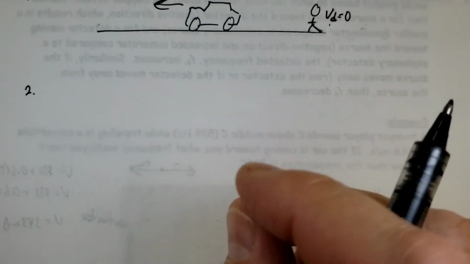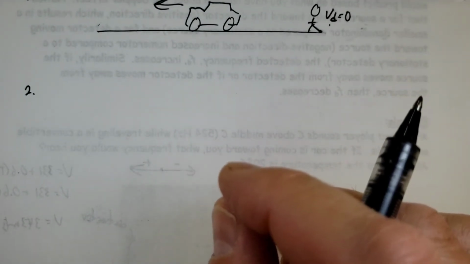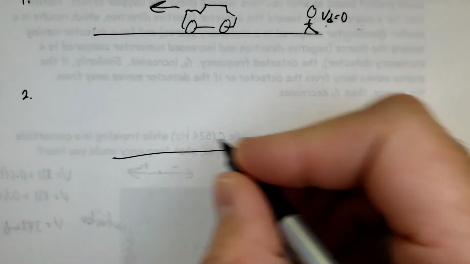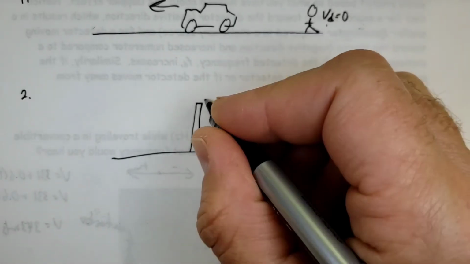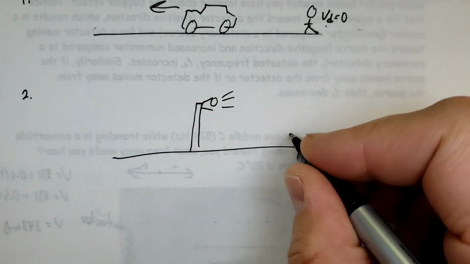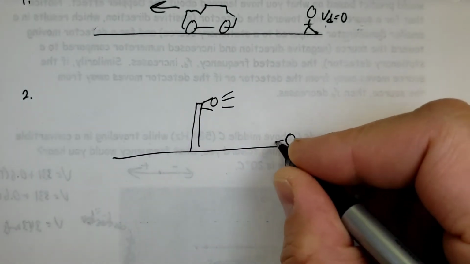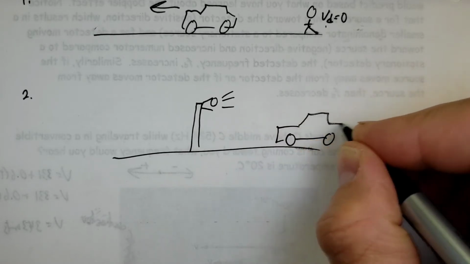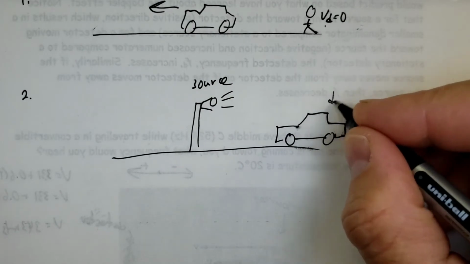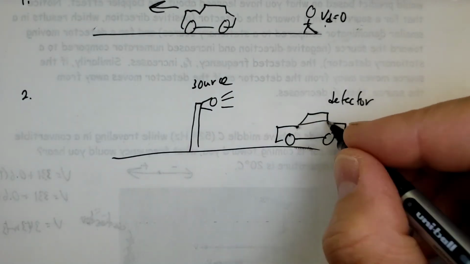The next question. You are in an automobile traveling 25 meters per second towards a pole-mounted warning siren. If the siren's frequency is 365, what frequency do you hear? So now the source is a horn that is situated on a pole. And you, which is the detector, you're hearing it. So again, the detector is drawn to the right of the source. So source, and then here we have detector.